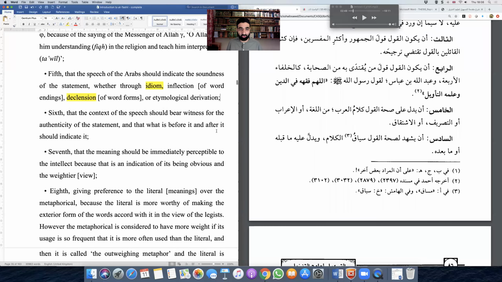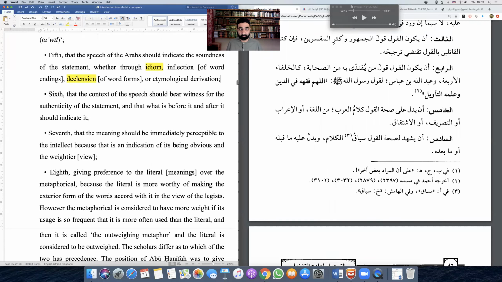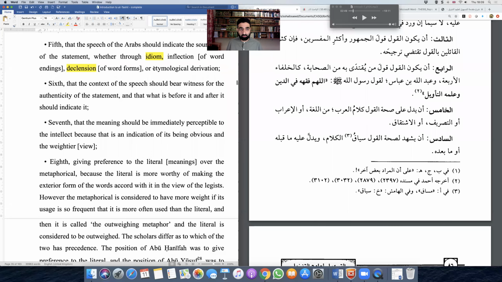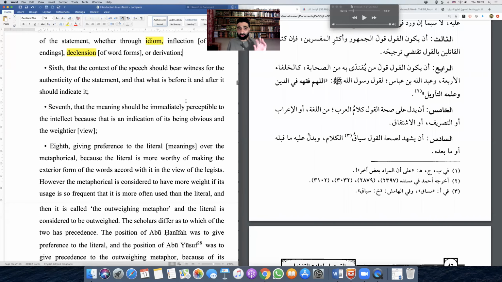أو الاشتقاق, or etymological derivation. So ishtiqaq could refer to two different things here. Ishtiqaq could be like the origins of that word, even from outside the Arabic language, or it means how words are derived within the language. So then etymology is not really the issue. Ishtiqaq is the flexibility within the word. So that's closer to what they're calling declension. Okay, ishtiqaq. So that needs a bit of thought about how to word this.